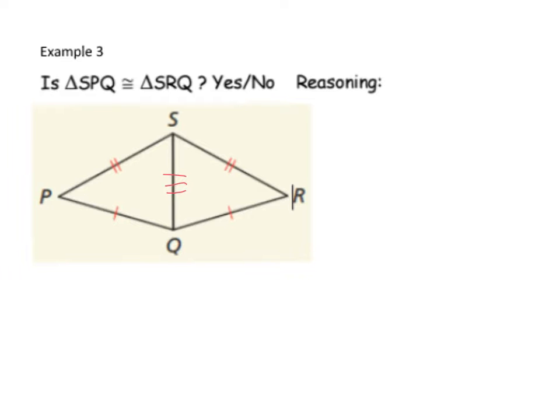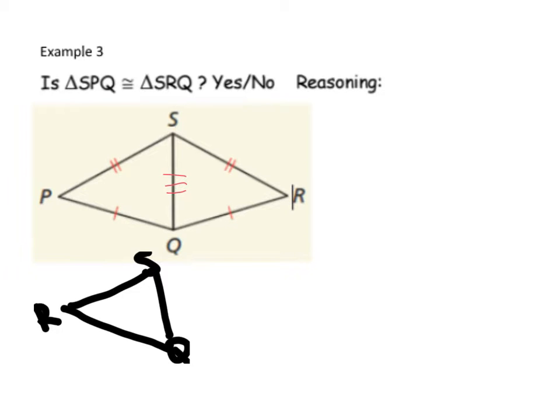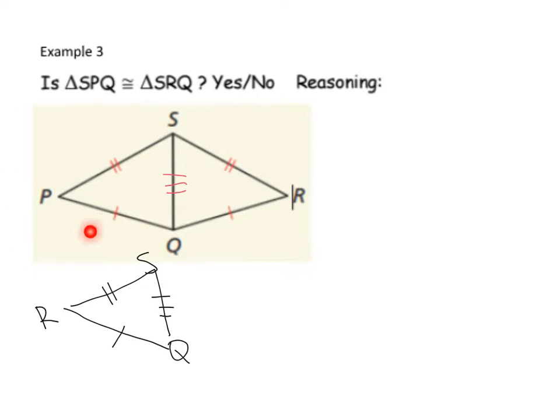If you don't really see that, you can always help yourself out by redrawing the picture. If I were to redraw RSQ, it would look like this. R to S has the 2 markings, Q to R has the 1, and then SQ has the 3. Notice when I redraw it, it looks just like triangle SPQ. Because their sides do match up, this would also be a yes because of side, side, side.